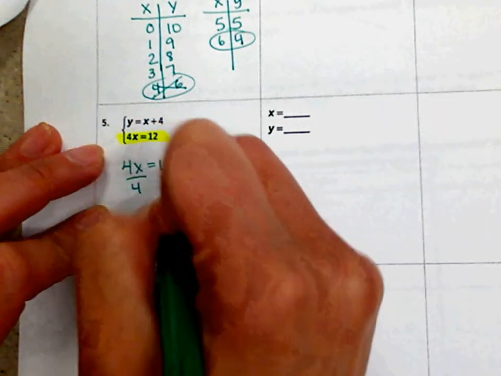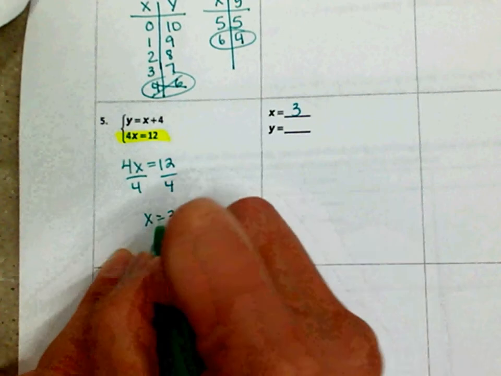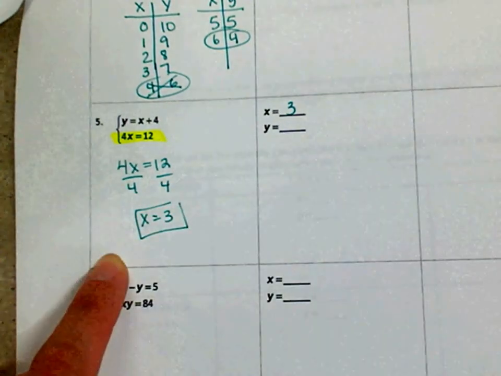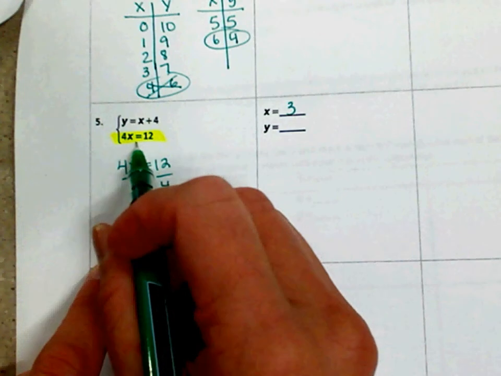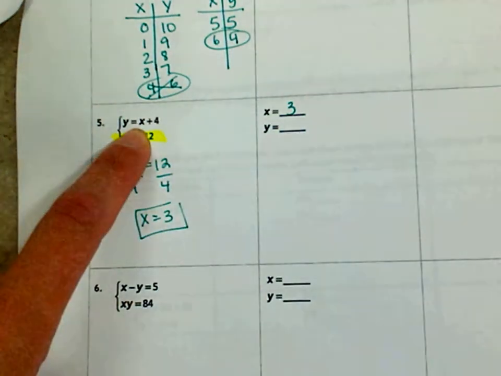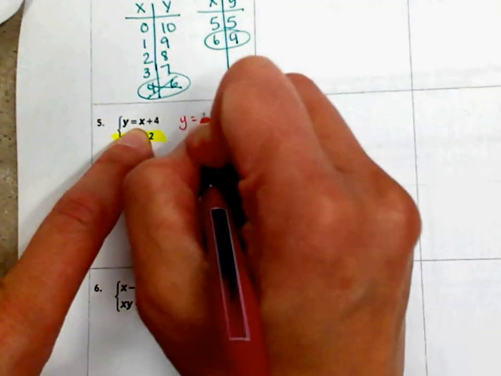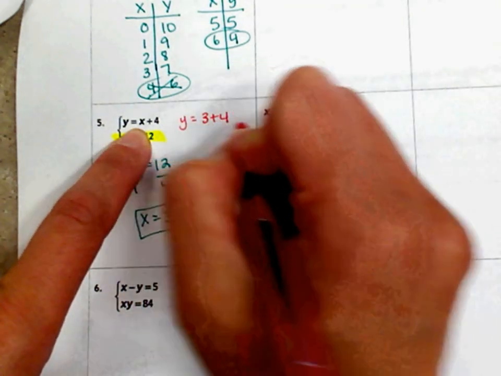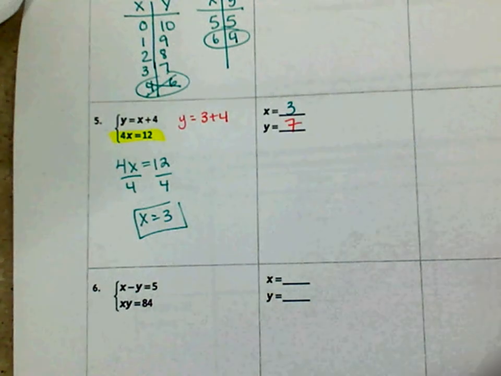Did you just find an answer for x doing it like that? Why can you do that? Because there's only one letter. Now can you plug into this one to try to find y? Absolutely. What is x? 3 plus 4. 3 plus 4 is 7. Check your work, okay? Something to think about. Here you go. All right.